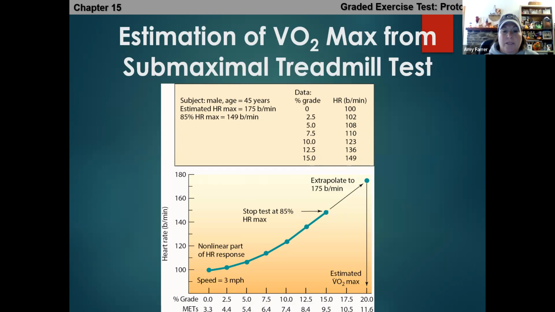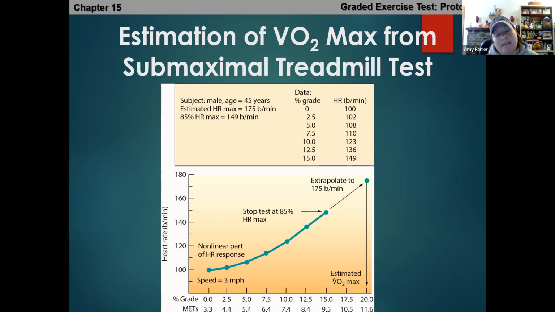So here's how we do some of the calculations, depending on what test you choose. You can see along the bottom, it's going to be the grade change. That's going to be correlated to some different METs. We're going to measure heart rate, so we can kind of start to see where we are. We'll stop when you hit your 85% of max heart rate, and then extrapolate up.